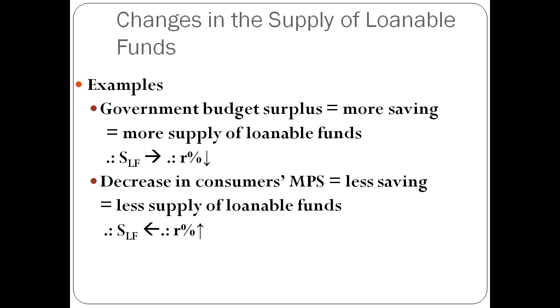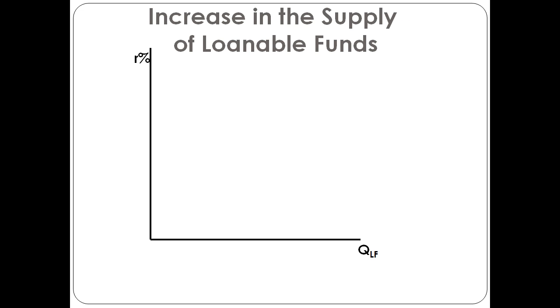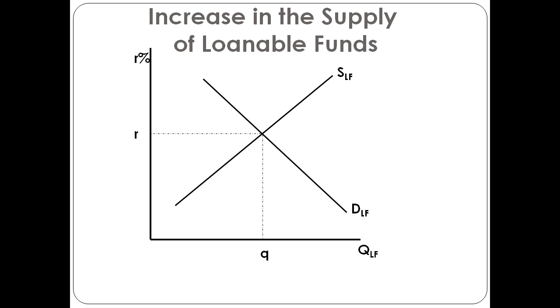So let's take a look at some graphs here. Let's look at an increase in the supply of loanable funds. So we're going to have real interest rate on our y-axis, quantity of loanable funds on our x-axis. We have a downward sloping demand for loanable funds, upward sloping supply of loanable funds. And that creates an equilibrium real interest rate, which we'll call R, and an equilibrium quantity of loanable funds, which we'll call Q.